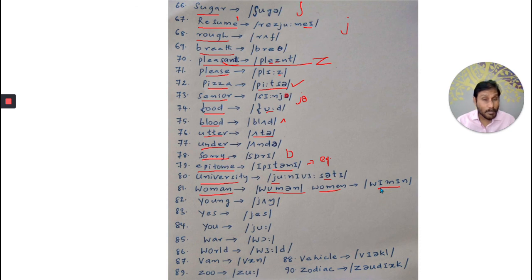Y-O-U-N-G, young. How do you write young? Spelling J and R. Young. Beautiful, right? Only three symbols. Young. Yes, in the same way. Symbol like J, A, S. How funny it is.